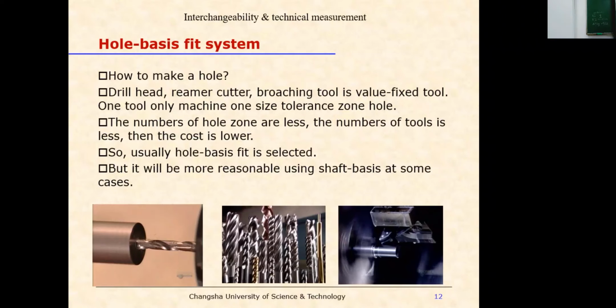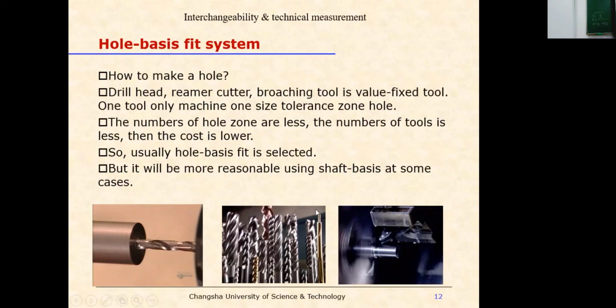I'm asking in hole basis. You mean that when we use the hole basis, should we make a hole first or make a shaft first? Yeah, the order depends on you. If you make a hole or make a shaft, they use different tools, and maybe we use different lasers, different machine tools.